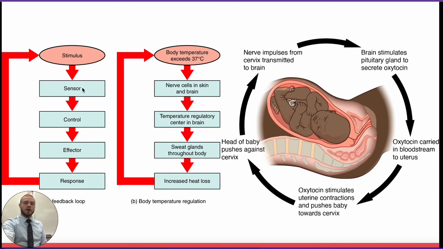Over here, this is a generic example of a negative feedback system, and this is the body temperature regulation like I was talking about here. You get too warm, your nerve cells in your skin and brain notice it, carry that message to the brain, your sweat glands activate, that gets you to lose more heat, and it returns your body back to 37 degrees Celsius. So this is just stimulus, that sensor, control, effector that we talked about in general terms.